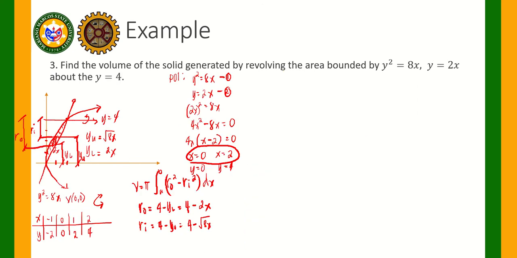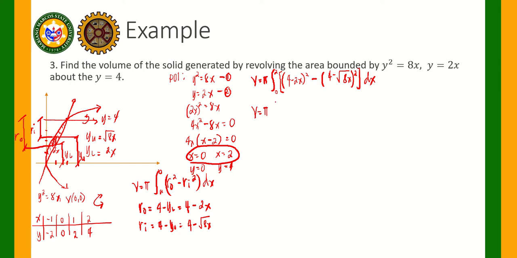Now, these are the values we are going to plug in to these variables. So, our volume is equal to pi times the integral of, what is our R out? That is (4 minus 2x) quantity squared minus our Ri, that is (4 minus square root of 8x) quantity squared dx, limits from, what is our limit? That is 0 to 2. Okay? So, we simplify further.